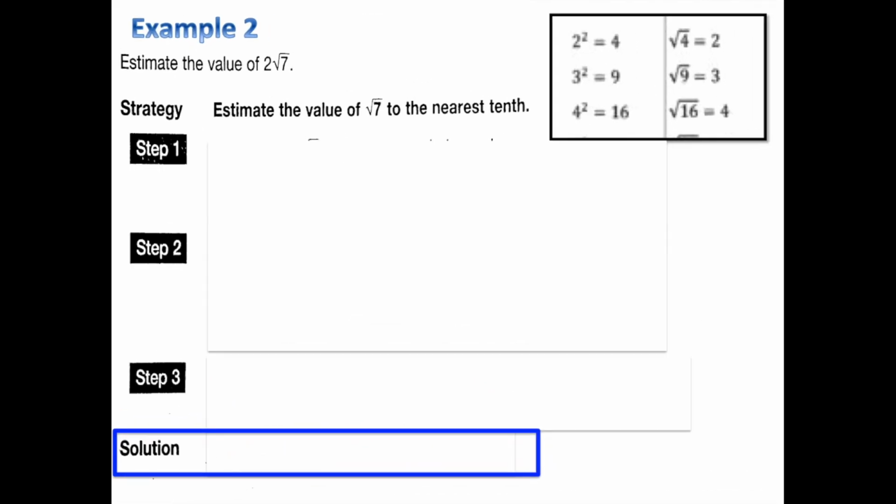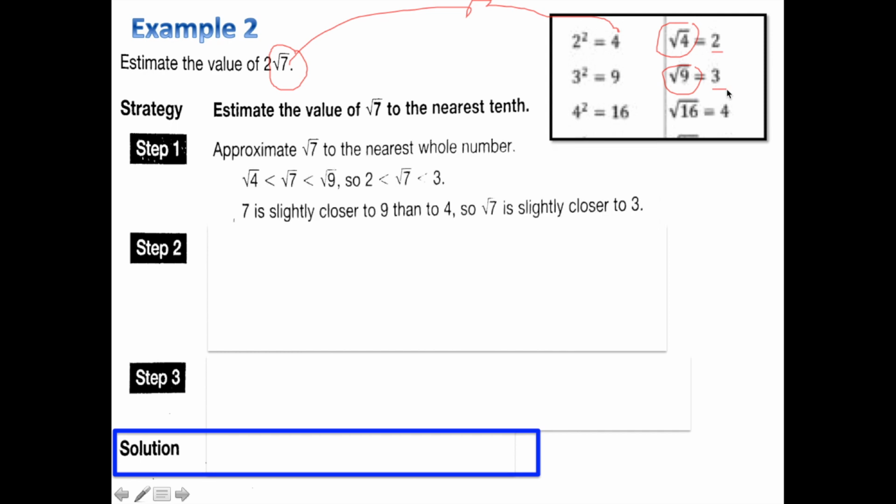Number 2, estimate the value of 2 square root of 7. Let me get my pen. Now, check out square root of 7. We have to deal with this first. And remember your square values. Look at the square values. Square root of 7 is between square root of 4 and square root of 9. Therefore, the result will be between 2 and 3. Remember that, between 2 and 3.